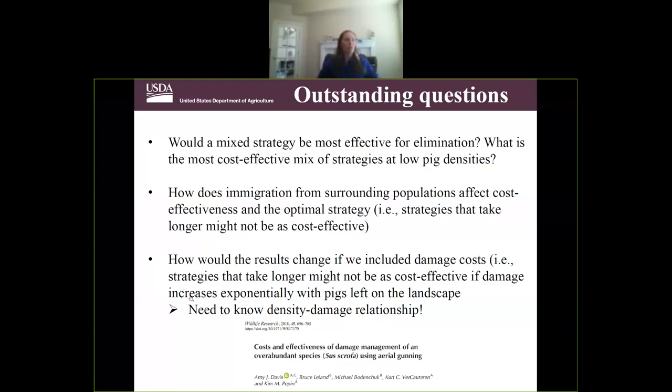And so I'd like to make a plug for that. That's exactly why we need to really understand the density damage relationship to plan our most cost-effective strategies. And that concept is laid out really nicely in this paper down here.